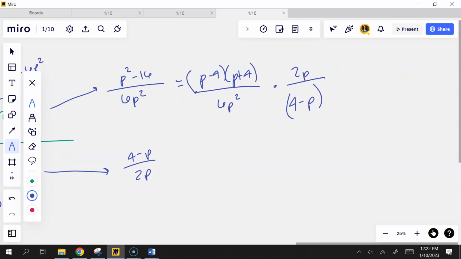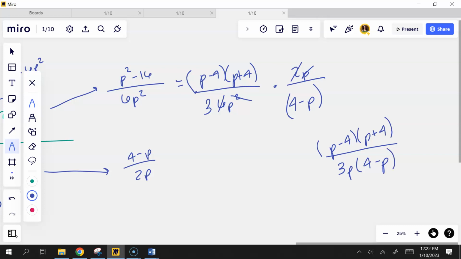Oh, yeah. Okay, so P cancels 2. This becomes 3. All right, so look what I have. I have P minus 4, P plus 4, over 3P, 4 minus P. What do you notice?